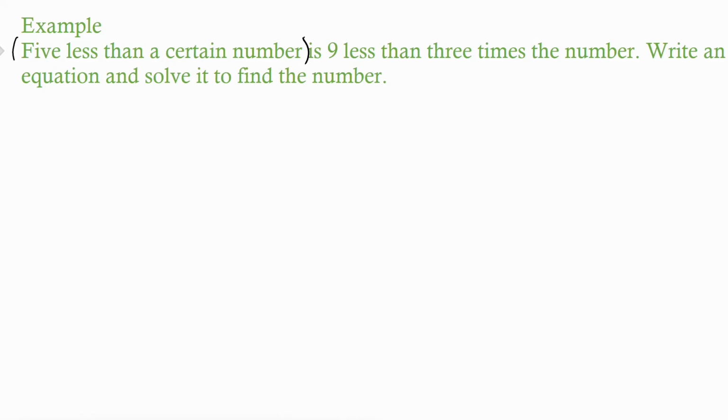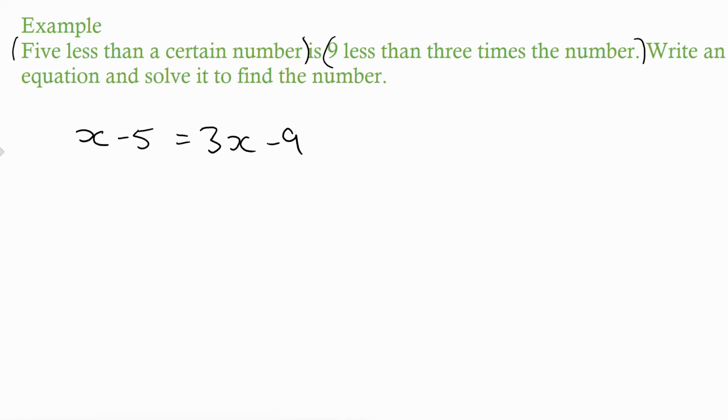We don't know what the number is, so x. And we know it's 5 less than that, so x minus 5. We know it equals 9 less than 3 times the number. So now we have 3x, 3 times that number, minus 9. That's our equation, and we need to find what x is.